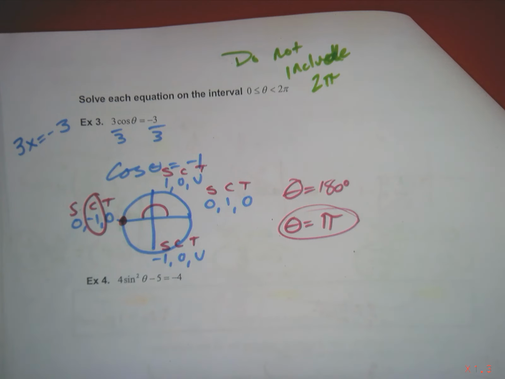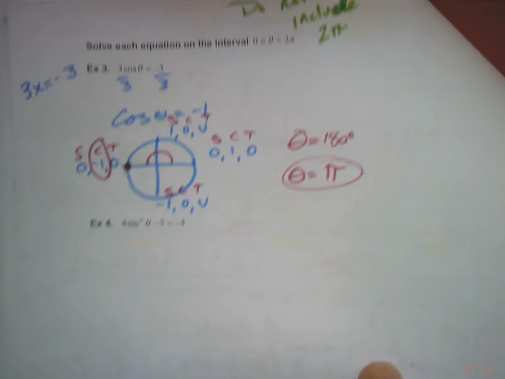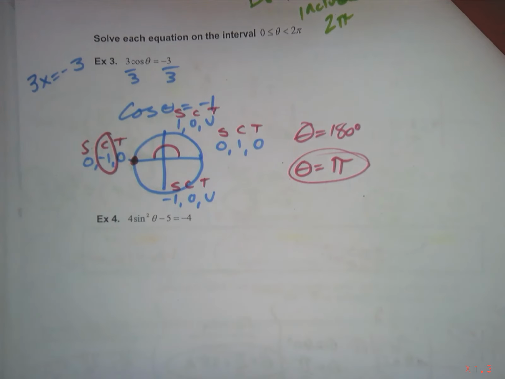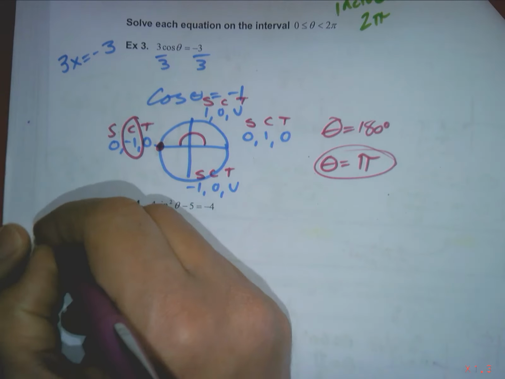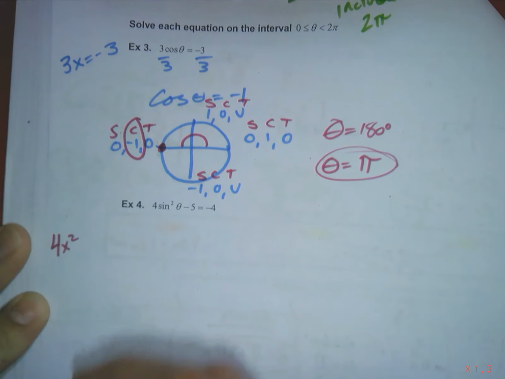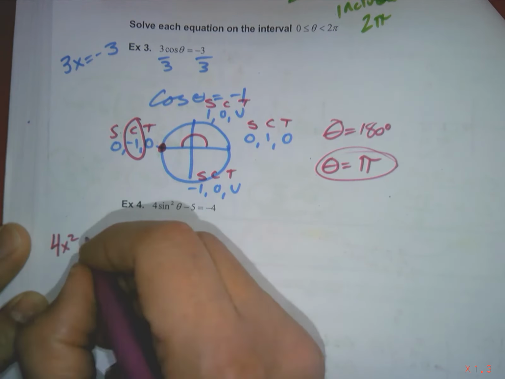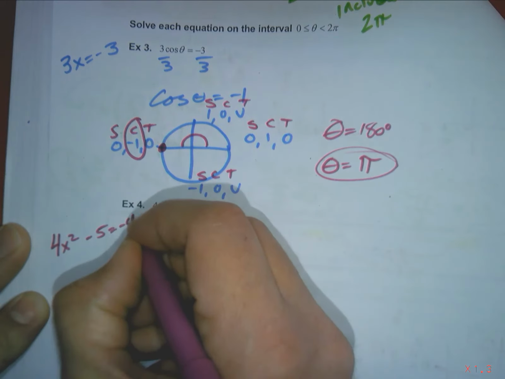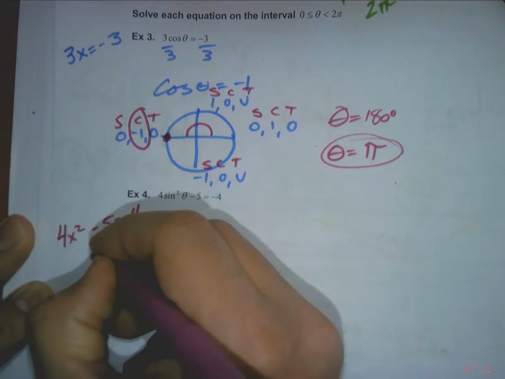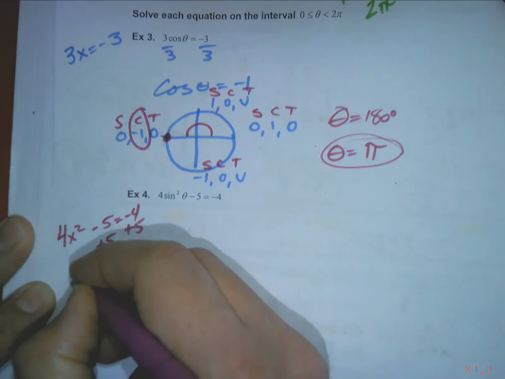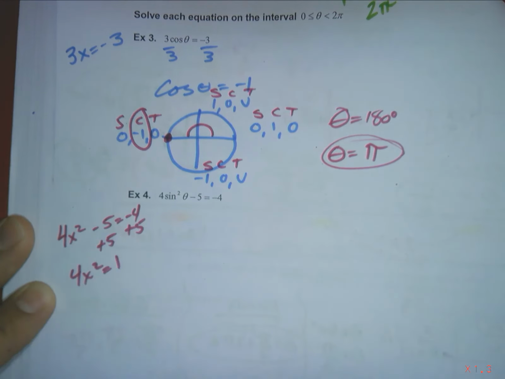Last one, guys, and then we're done. I got 4 sine squared minus 5 equals -4. People are freaking out. Oh my gosh. This is just the same thing as you had 4x squared minus 5 equals -4. What would be the first thing you do on that one? Add the 5 over. That's 4x squared equals 1. So let's do that.